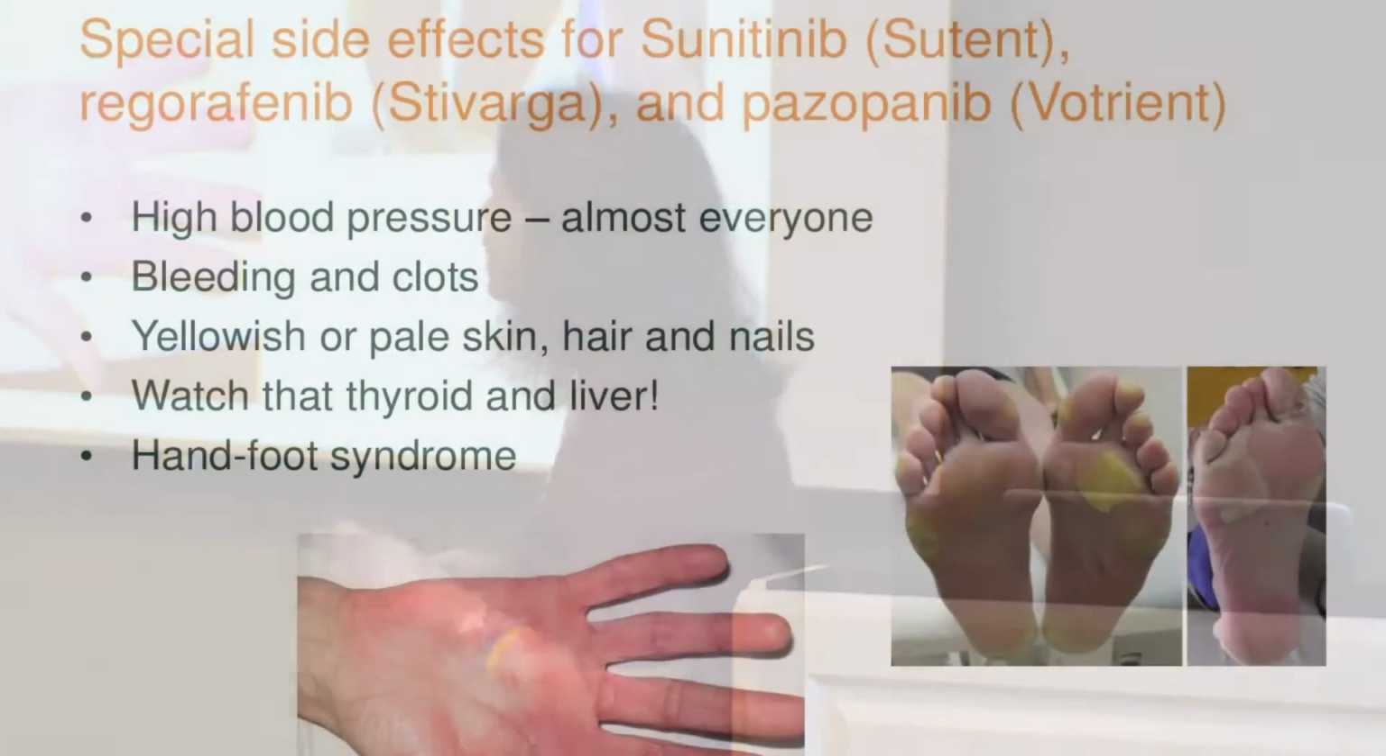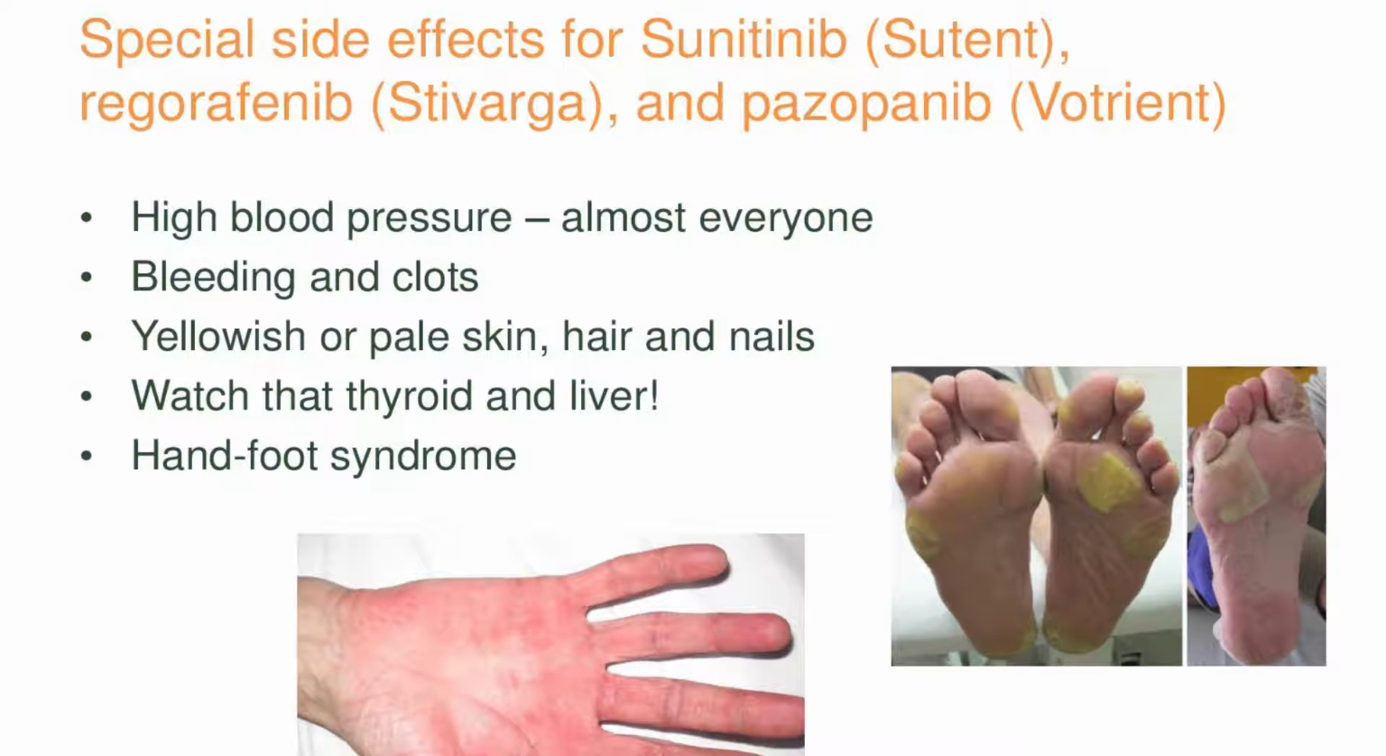For Sutent, Stivarga, and Votrient, there are a couple of other side effects that come up more often than with Gleevec. High blood pressure: almost everybody on these medicines will have high blood pressure, and that's actually a sign that it's hitting the target. These drugs, unlike Gleevec, which is mostly for KIT, also hit a protein called vascular endothelial growth factor, VEGF.